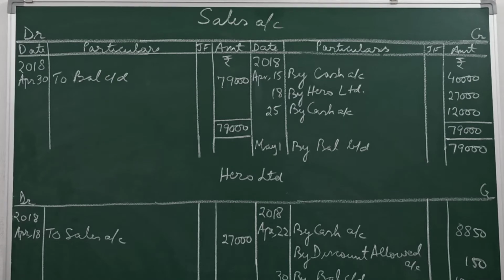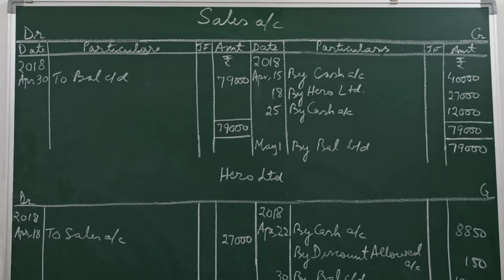Then there is no other transaction of sales, so you will balance it. Since your credit side is greater by 79,000, you will balance on the debit side. On 30th, the last day of the month, to balance carried forward 79,000, totaling on both the sides. May 1st, by balance brought down.